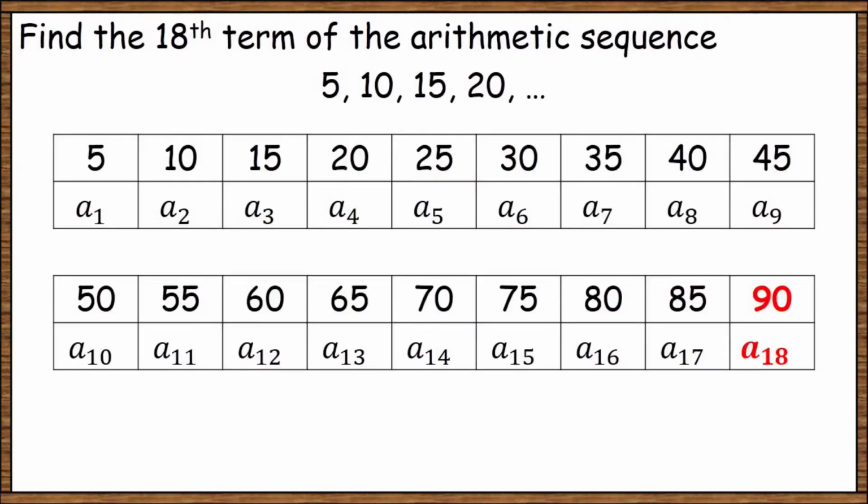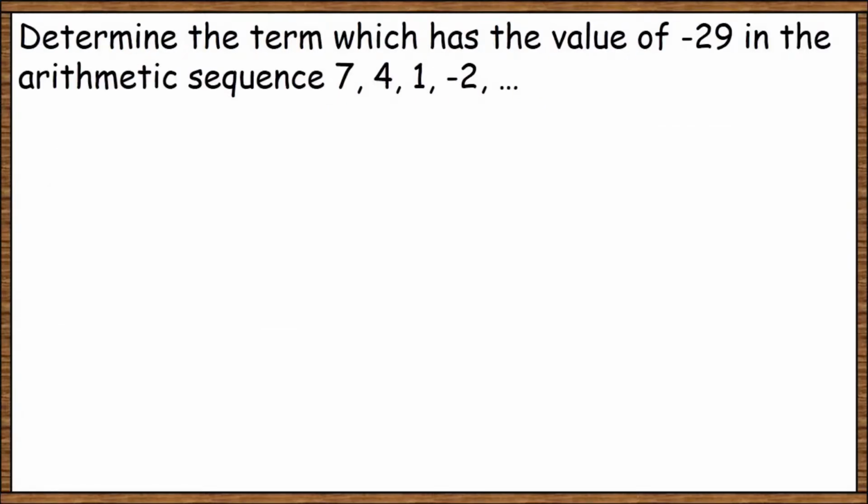Nakikita natin ang sequence. Umpisa sa first term na 5 hanggang sa 18th term na 90. Exercise number 2. Determine the term which has the value of negative 29 in the arithmetic sequence 7, 4, 1, negative 2, and so on.